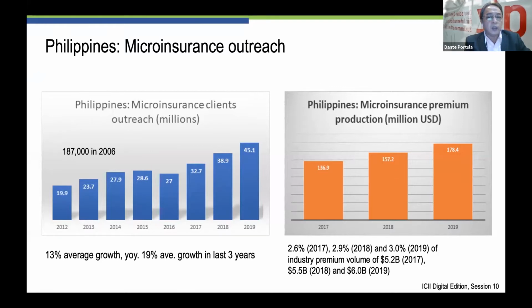While the share of the gross written premium of microinsurance is still small compared to the overall industry premium, we can see there is an increasing trend here from 2.6% to 3% as of last year. Next slide, please.